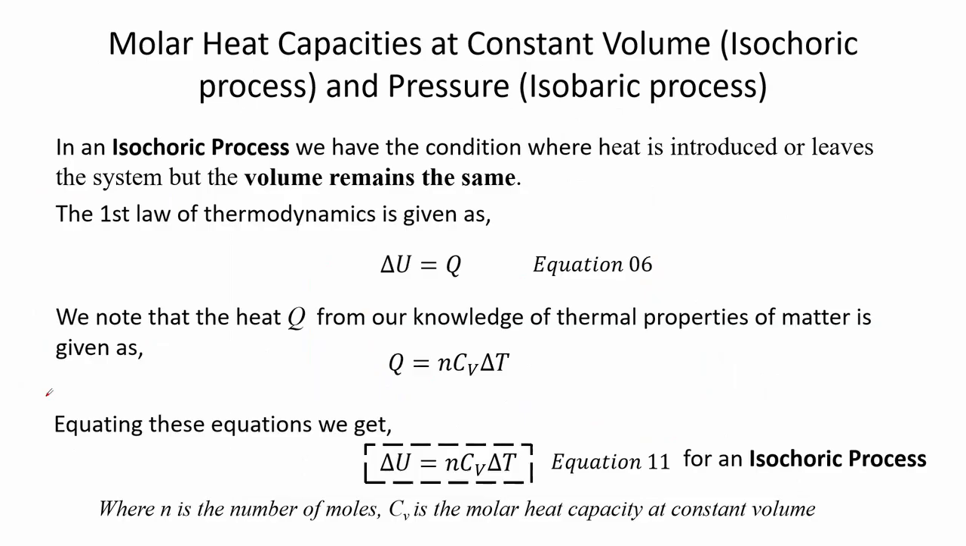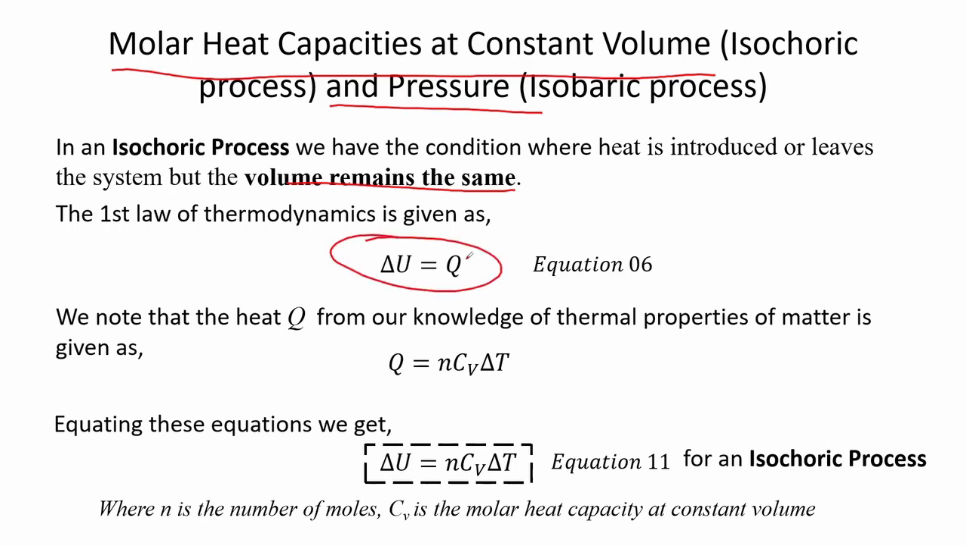Looking at the relationship of the molar heat capacities at constant volume and constant pressure. In an isochoric process we have the condition where heat is introduced or leaves the system but the volume remains the same. The first law of thermodynamics is given in equation 6. Note that the heat Q is equal to the number of moles times the molar heat capacity at constant volume times the change in temperature. So, the first law of thermodynamics is rewritten as shown in equation 11 for an isochoric process.